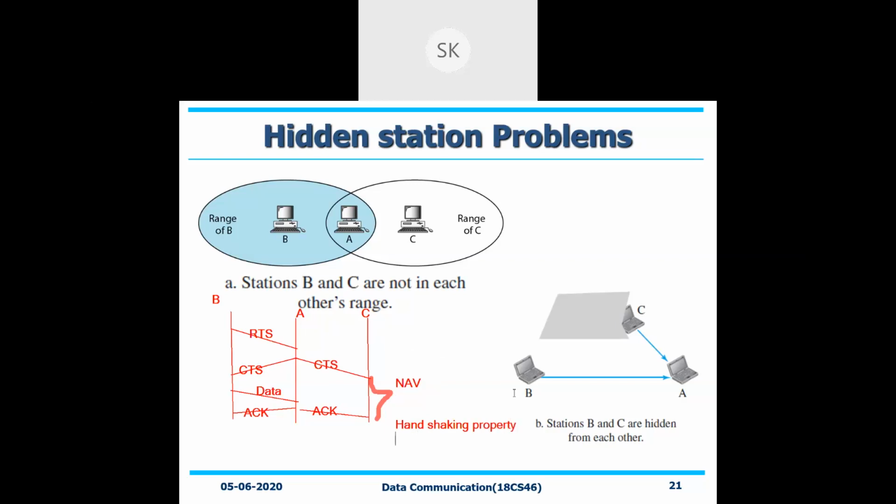What is this handshaking property all about? There are three stages to transmit the data. First, I ask the particular fellow whether they are free. If I get a response saying yes, I am free, then the actual data will be transmitted.